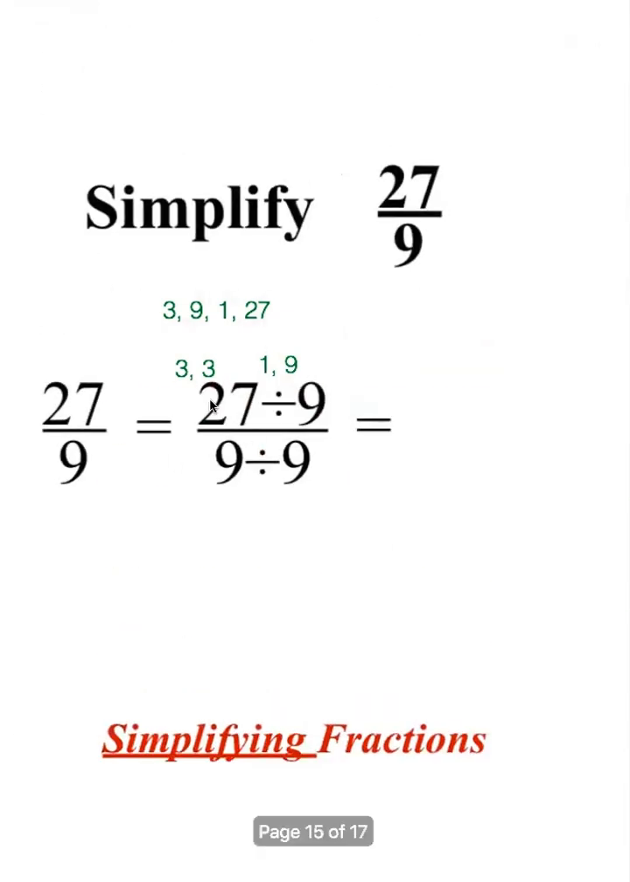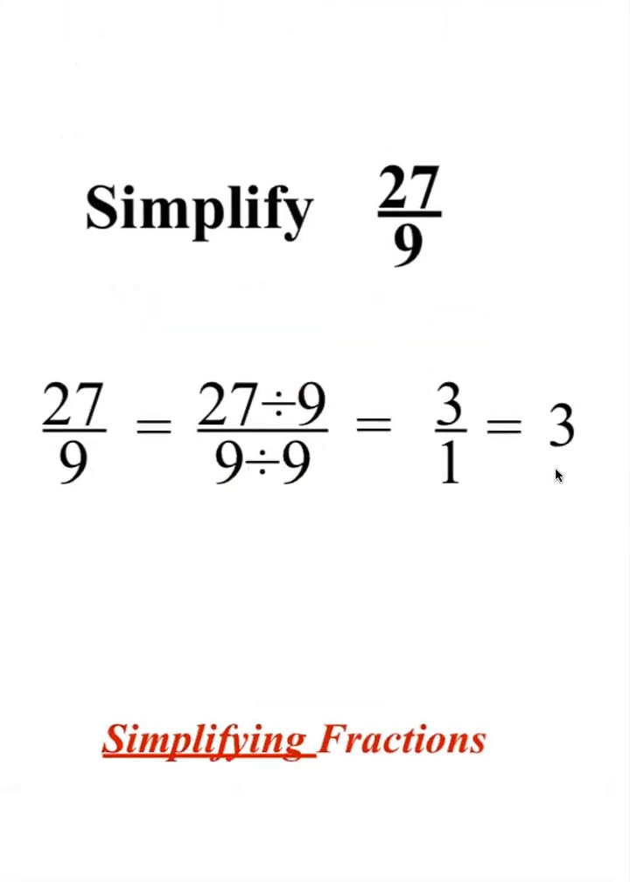We see that's what's happened here. So we go 27 divided by 9, and we go 9 divided by 9. And 27 divided by 9 is 3, and 9 divided by 9 is 1. Now, when we have a fraction like this, where we just have a 1 on the bottom, we can actually just write it without the fraction. So we could just write this as 3. And that's because anything divided by 1 is just the same as itself. Okay, that's all.